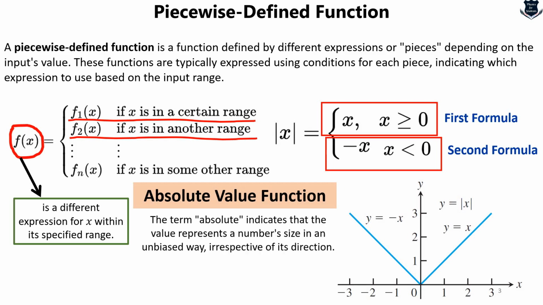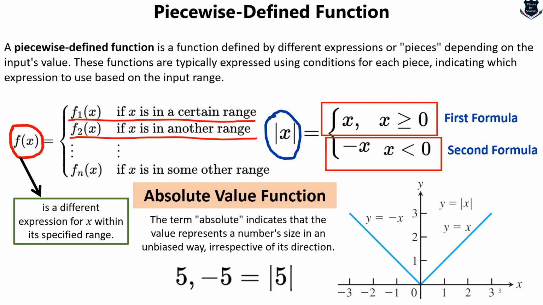Here you can see that the term absolute indicates that it represents a number's size in an unbiased way, irrespective of its direction, whether it is positive or negative. This one highlighted in blue is what we call the absolute function, the first formula or the second formula. The absolute value function is named because it measures the magnitude of a number and ignores its sign. The absolute value of a number represents its distance from 0 on the number line regardless of direction. Whether it is plus 5 or minus 5, it gives an absolute value, the modulus of 5.